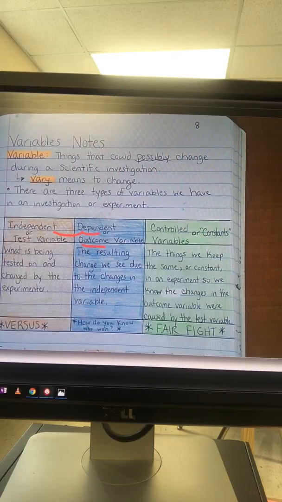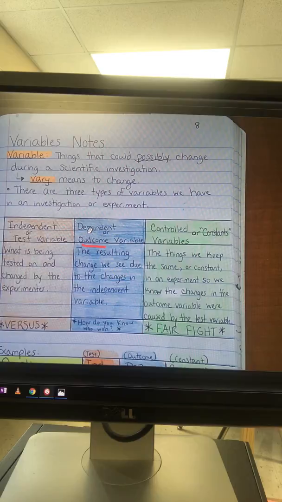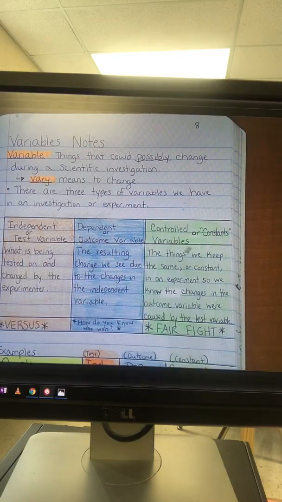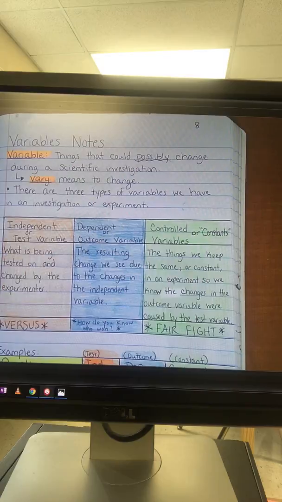And then finally you have your controlled or constant variables. They can be called controlled, can be called constant. You have to know them as both, but they're the same thing. Okay, so let's talk about what they are and what they mean.